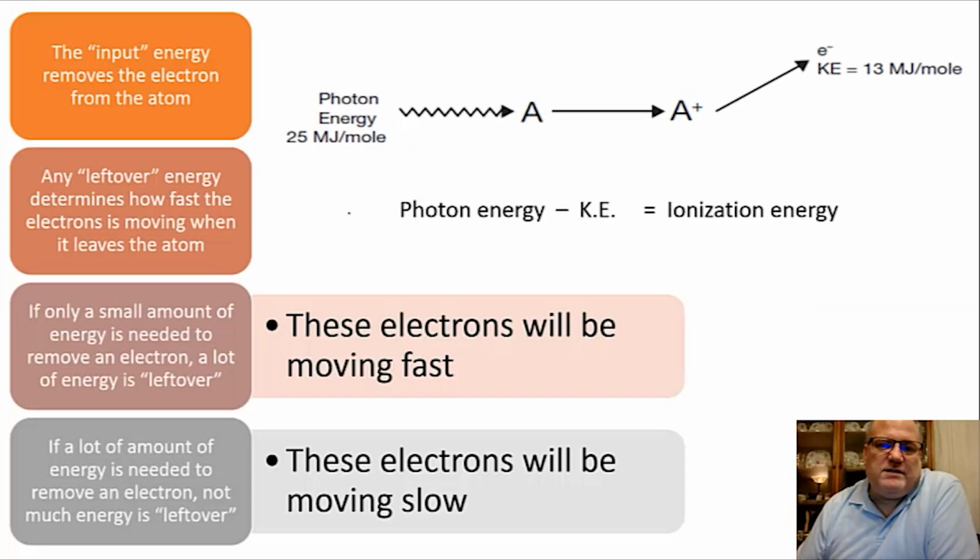I love this diagram. So essentially, and we can make little arrows, the input energy is the amount of energy that the photon is providing. So this right here, if we want to draw an arrow, goes to right here. So we have our atom represented by the letter A, and we have a certain amount of energy that's coming in to hit into it. We call that the photon's energy.